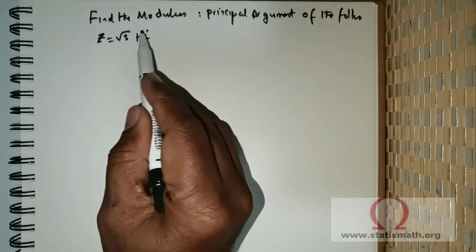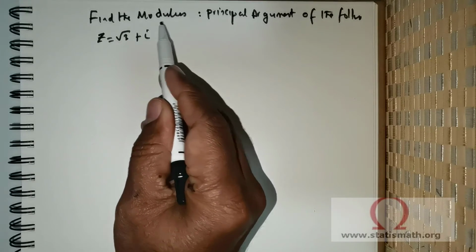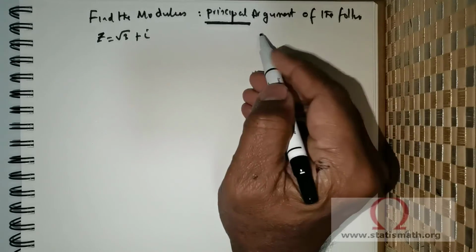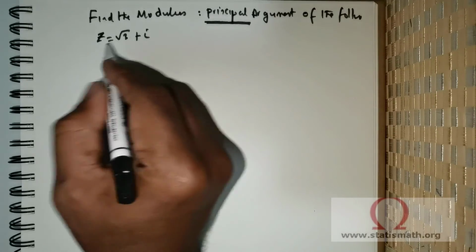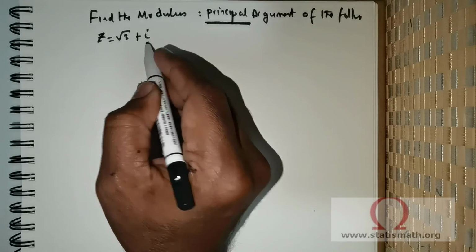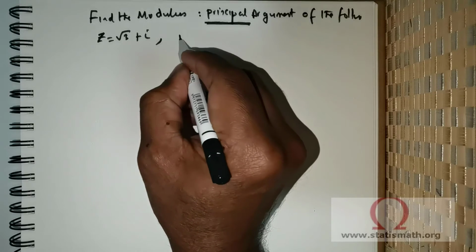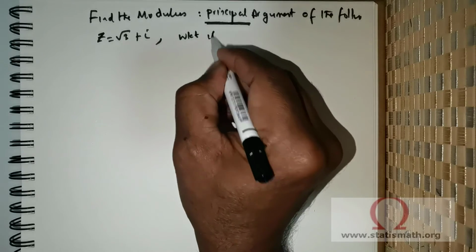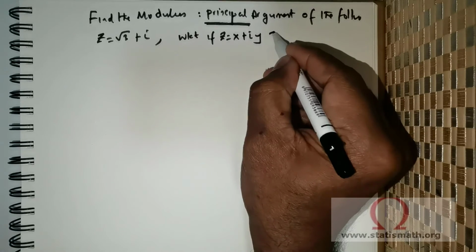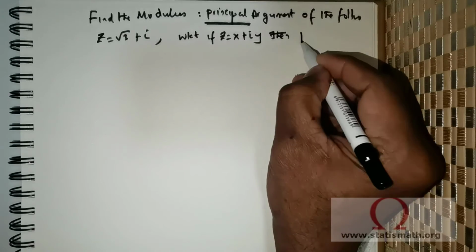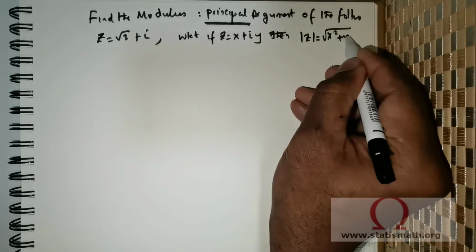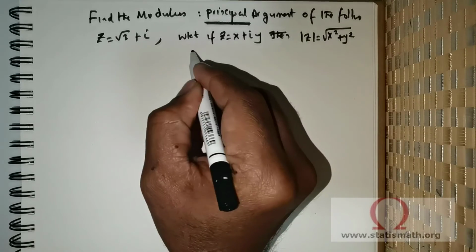Students, we are given this question. We are expected to find the modulus and the principal argument. So the key word is principal argument, have it in mind. For this complex number, z is equal to root 3 plus i. Now you write down the formula. We know that if z is equal to x plus iy, then modulus of z is equal to root of x squared plus y squared. This is the formula we know.